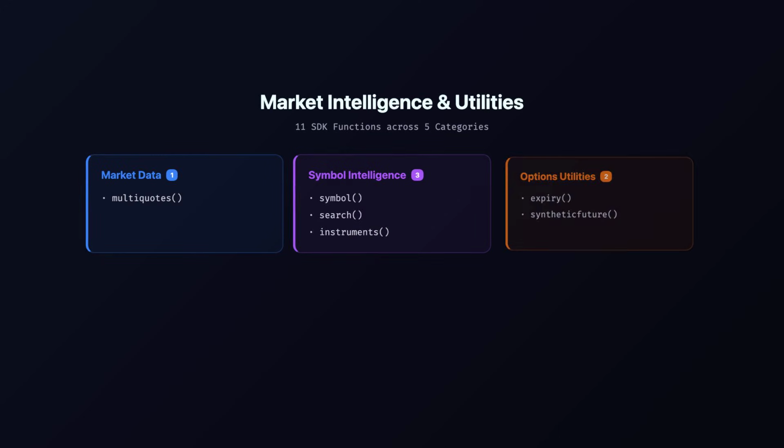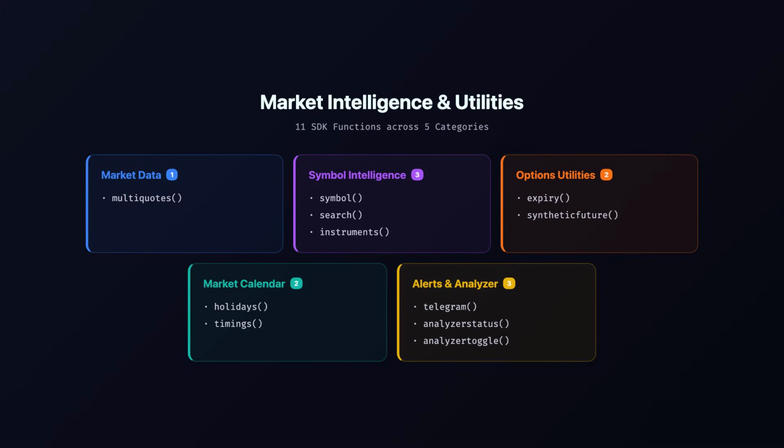Welcome to Part 8, the grand finale of the OpenAlgo Python SDK tutorial series. This video covers market intelligence and utilities, 11 remaining functions across 5 categories: market data with multi-codes for batch OHLC retrieval, symbol intelligence with symbol lookup, search, and the full instruments master, options utilities including expiry dates and synthetic future calculation, market calendar with holidays and trading timings, and alerts and analyzer with Telegram notifications and analyzer mode toggling. Let us explore each one.